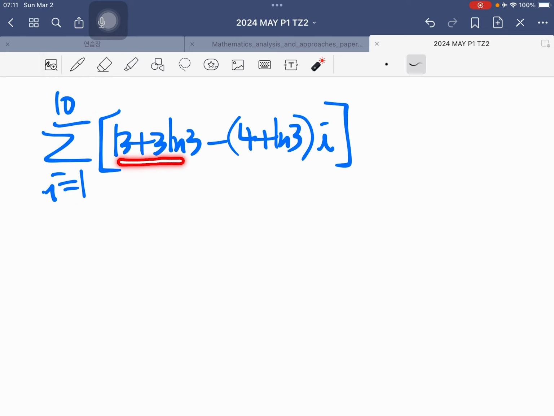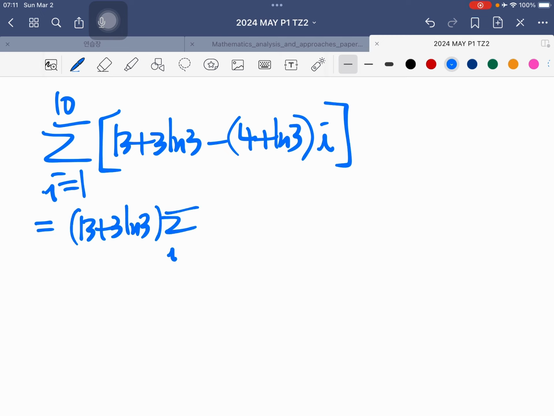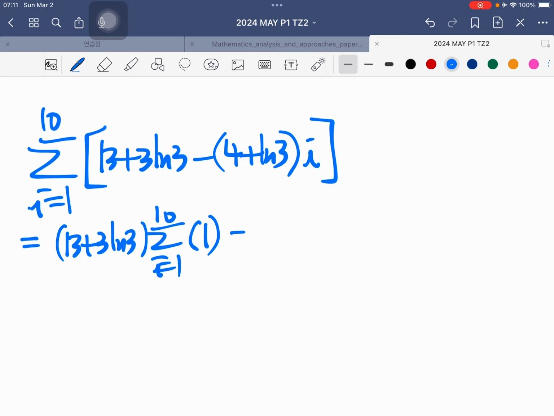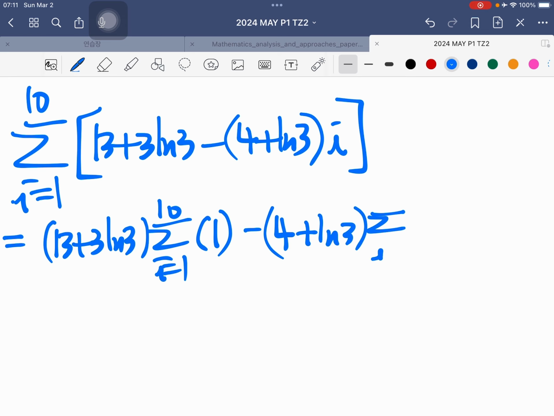So 13 plus 3 ln 3 has nothing to do with I. We can write 13 plus 3 ln 3 in the front, and sigma I from 1 to 10 of just 1, because this goes inside the same expression. The same thing applies to 4 plus ln 3. It has nothing to do with I, so we can put it in front, and what is left is sigma, I from 1 to 10 of I.